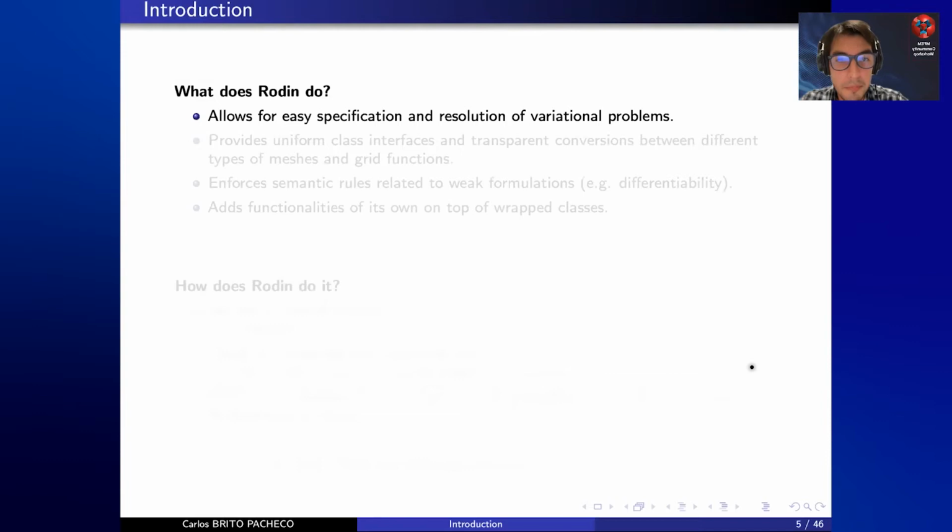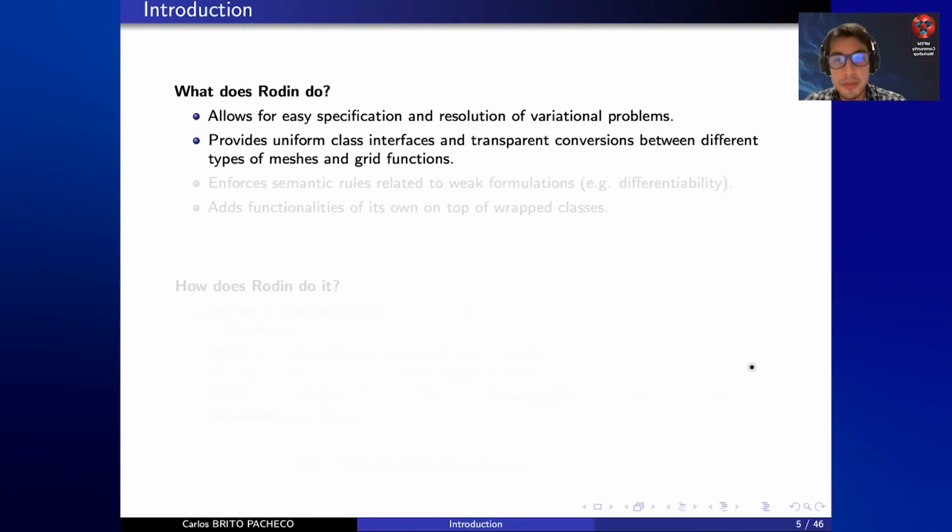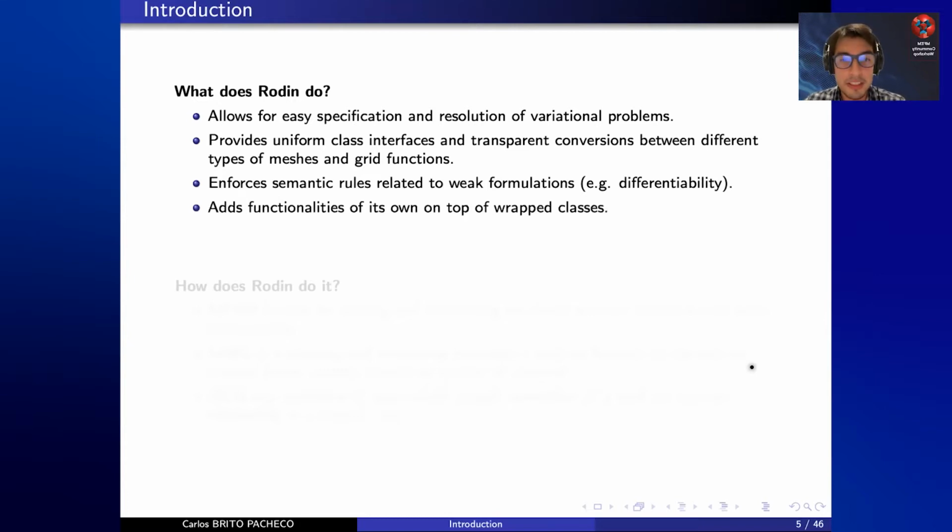So what does Rodin do? It allows for easy specification and resolution of variational problems and provides some uniform class interfaces and transparent conversions between different types of meshes. So for example, converting between an MMG mesh and an MFEM mesh. It enforces some semantic rules related to weak formulations, for example, differentiability of trial functions and test functions. And it also adds some functionalities of its own on top of the wrapped classes.